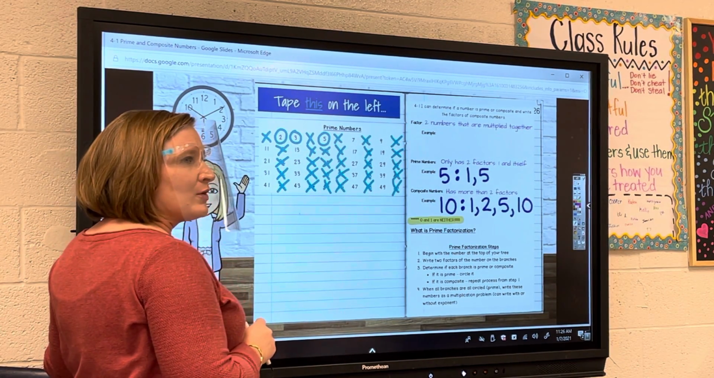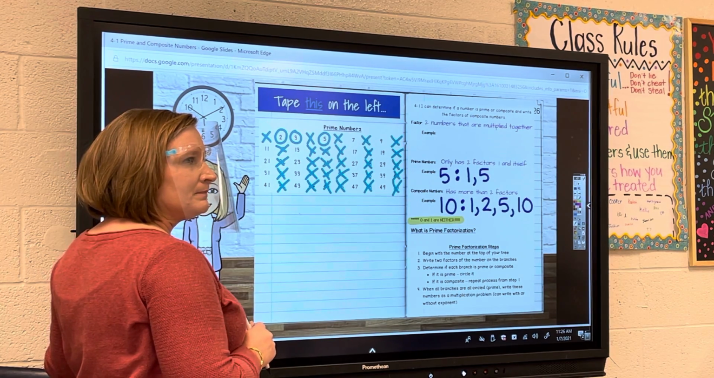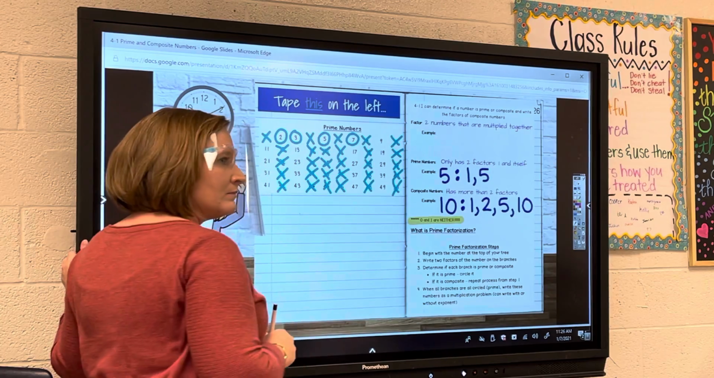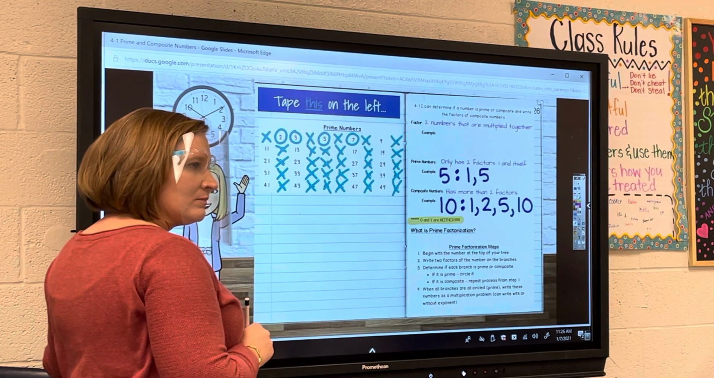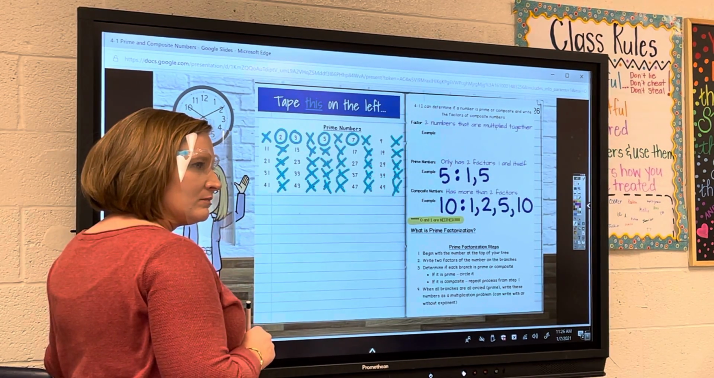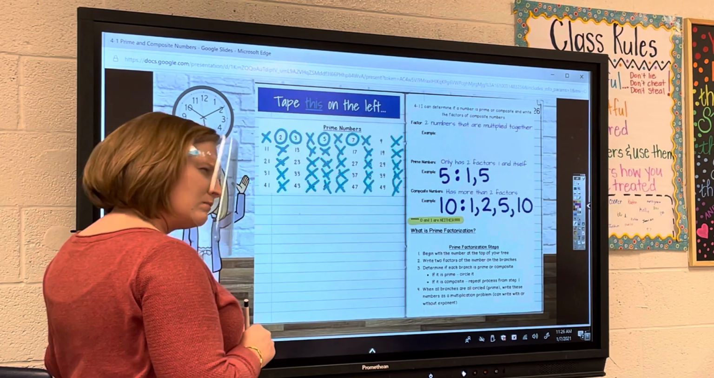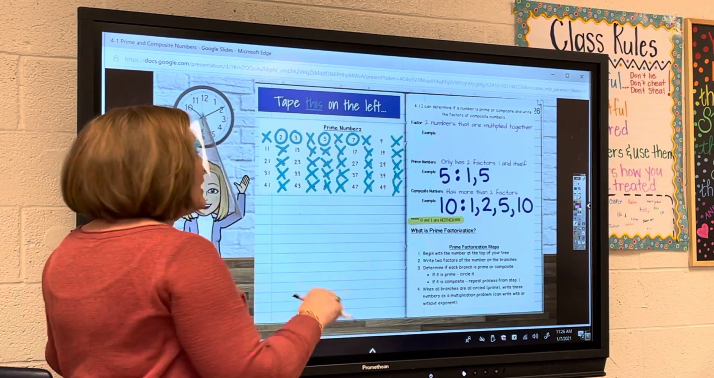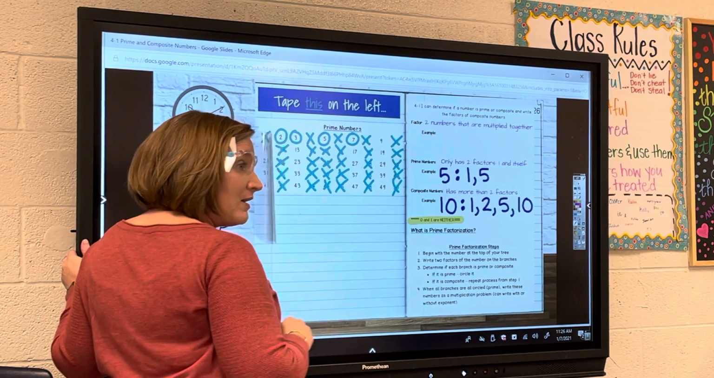7, is it prime or composite? Prime. Basically, any number that can't be divided by 2 is prime unless it has other factors. Okay, so if it was even, we marked it out.